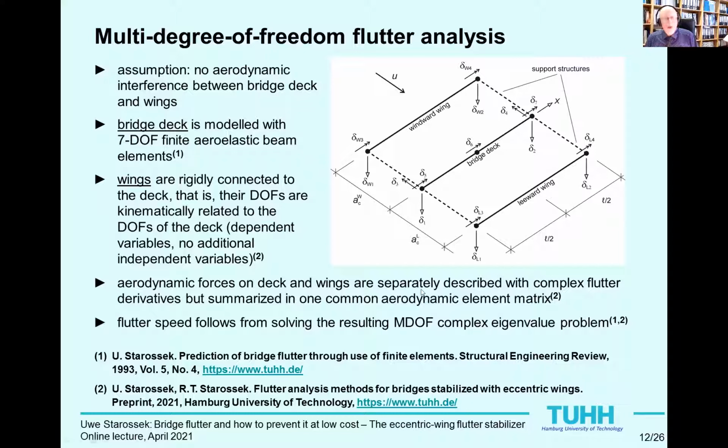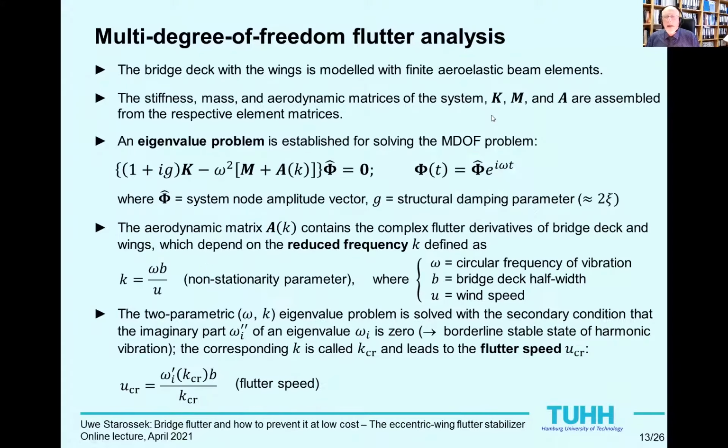Taking into account the kinematic relationships between the displacements of the wings and the degrees of freedom of the bridge deck. Mathematical representation as an eigenvalue problem and matrix notation and the two-step solution procedure for solving it are explained as before. It only needs to be added that the system matrices K, M, and A are assembled from the respective element matrices of the finite aeroelastic beam element of the previous slide.